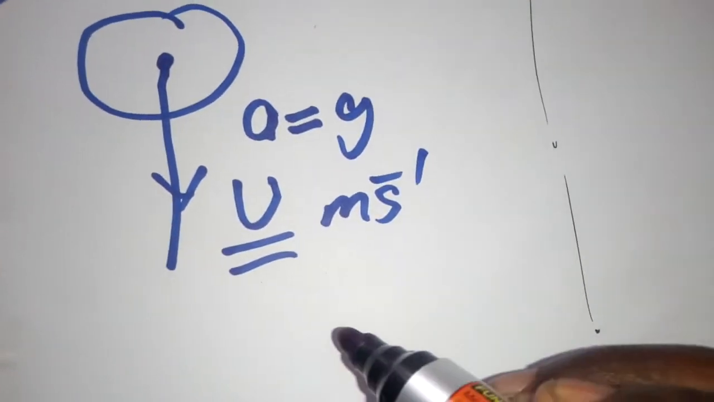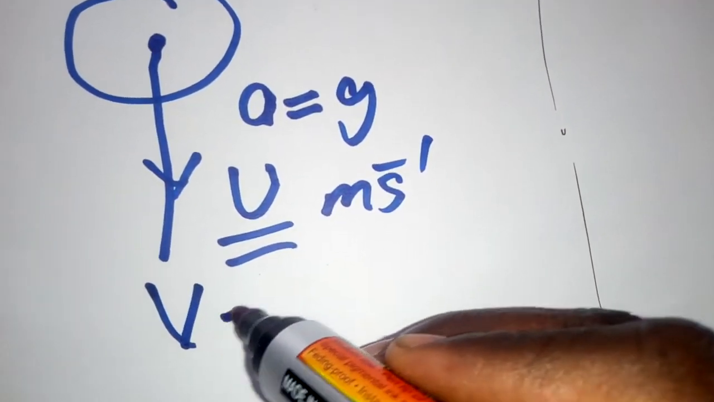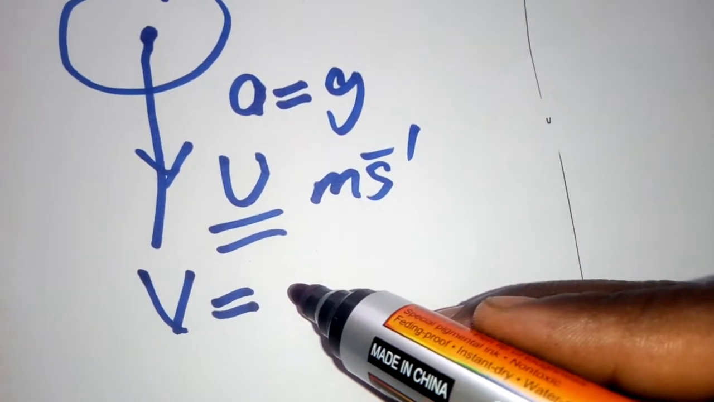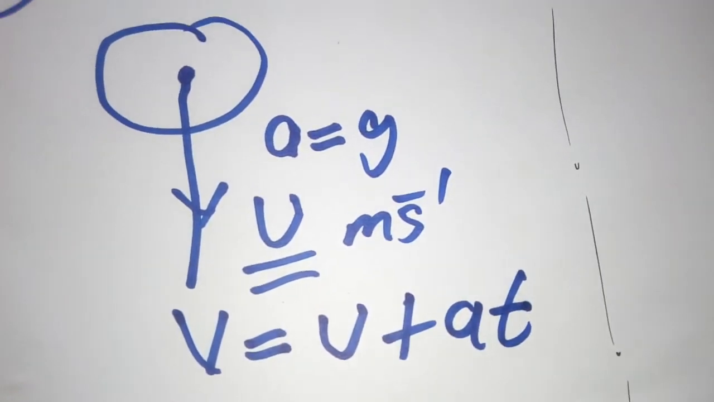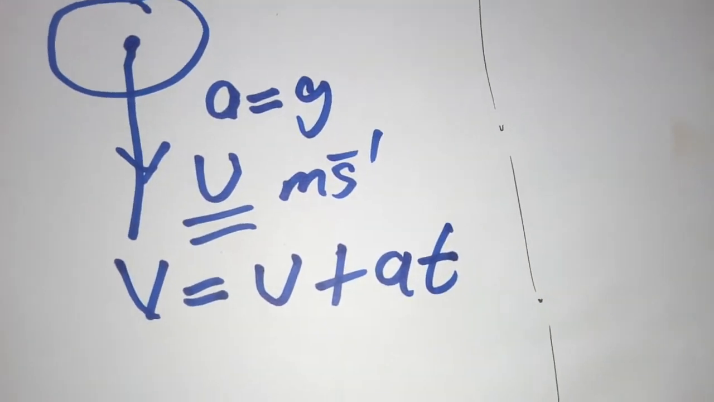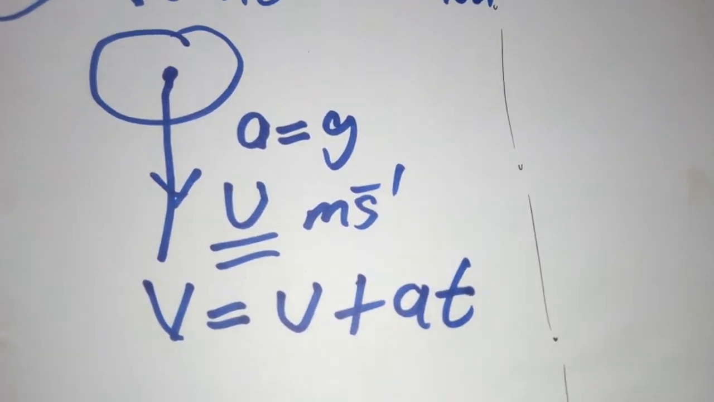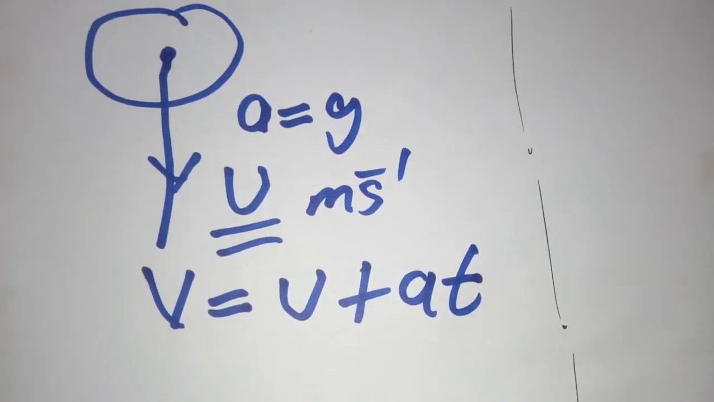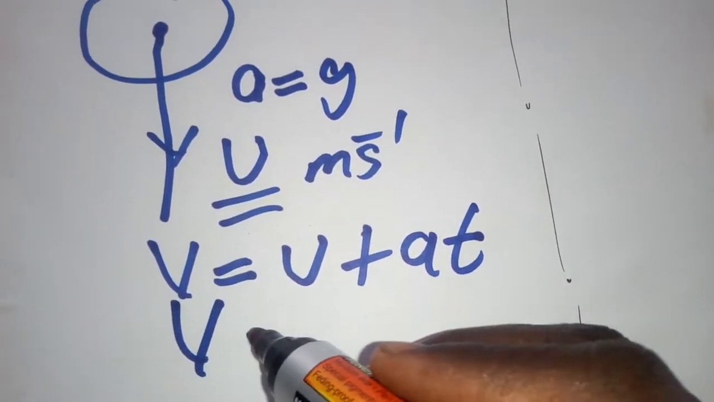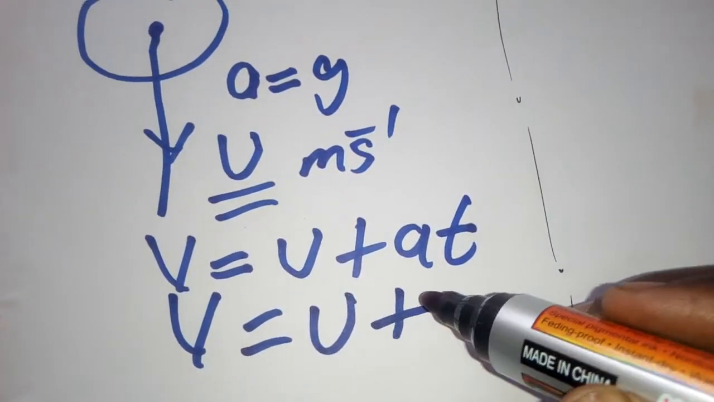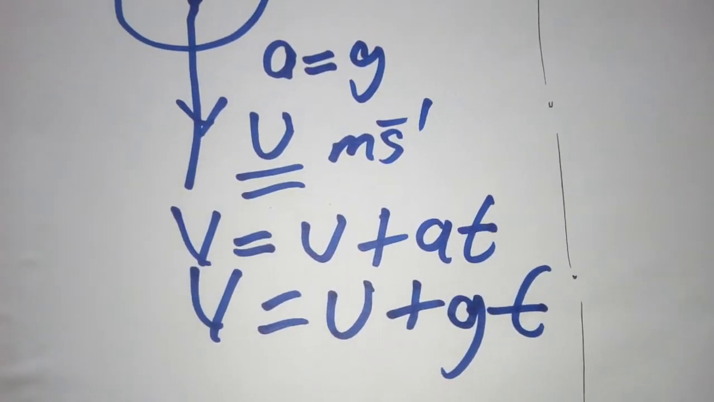Suppose I look at the laws, or what they call the equations of motion, which is v equals u plus at. Are we there? That is case 1. That means now my acceleration is g, but something is moving downwards. That means it is supporting the gravity. That means v is equal to u plus gt.